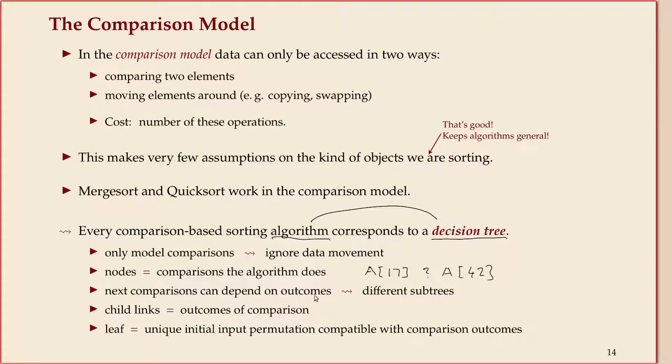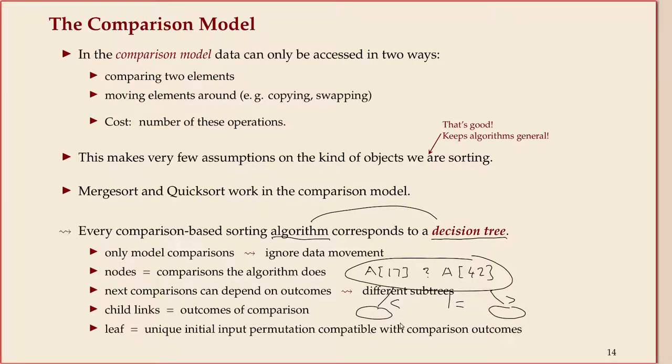And then the next comparison that the algorithm does after these can depend on what was the outcome. So if this is your node, you can have different outcomes, less, equal, greater. And the next comparison is here in these child nodes, and that comparison can depend on what that comparison gave as a result.